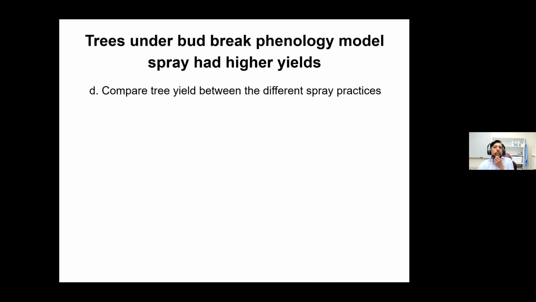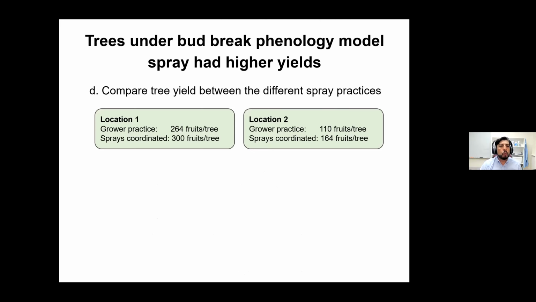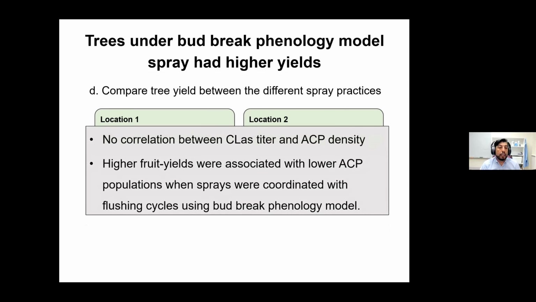Then I asked, what is happening with the yield? So I compared the yield between the different spray practices. What we found is that when the grower applies pesticide by calendar instead of the spray coordinated with flush, those trees have a significantly reduced number of fruit per tree. So as soon as the tree is exposed to more insects, the yield is reduced. That means there is a need for vector control.